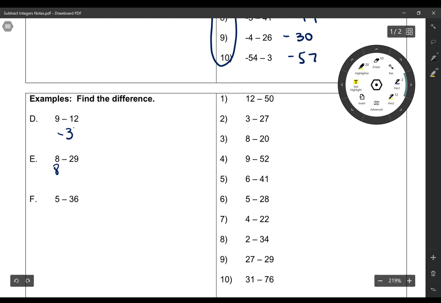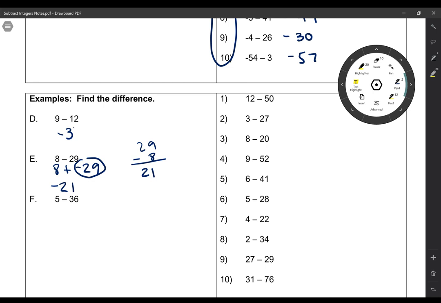Sometimes it helps to think of this as 8 plus -29. And whenever we're adding numbers that are opposite in sign, we're subtracting them. So 29 minus 8 would be 21. And then the way I figure out if it's a positive or negative number is I think, well, 29 is bigger than 8. And I have a negative here, so it's going to be a -21.